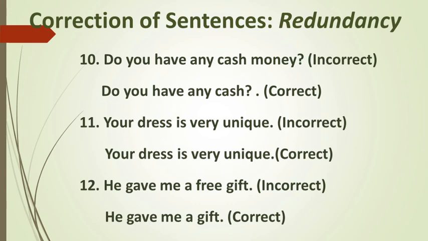And the last example is, he gave me a free gift. He gave me a gift. Here the second sentence is the correct one, because the very word gift has the inclusive meaning of free, because gifts are always free. So here I am retaining the word gift instead of free. So he gave me a gift is the correct one.